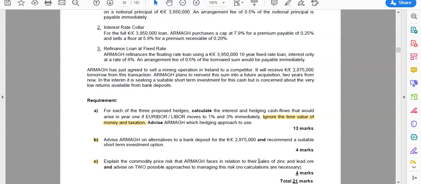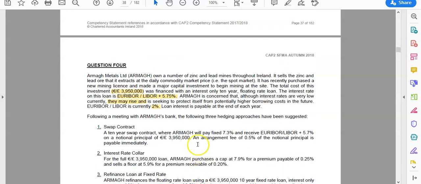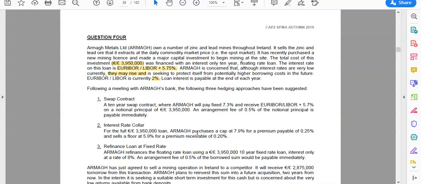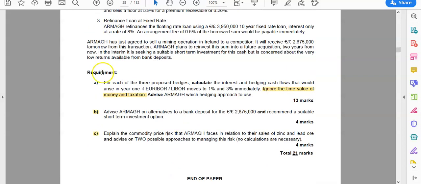So that was just bringing in another area of market risk management, because typically SFMA is dominated by interest rate and FX, but commodity price risk is another important one for businesses. So that was looking at interest rate risk management in general at Autumn 18, question 4 for 21 marks.